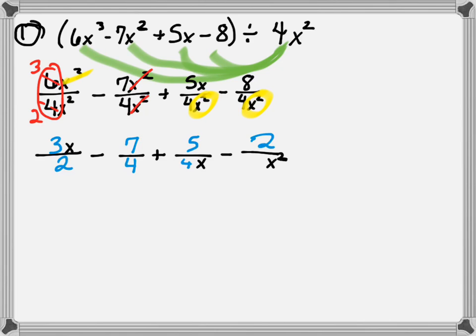That's my answer. Wait, why is it x squared, not x? Because there are 2 x's in the denominator. There's no x in the numerator. Okay. And you always have trouble with numerator and denominator. Denominator, D, down. Yeah. And that's your answer.